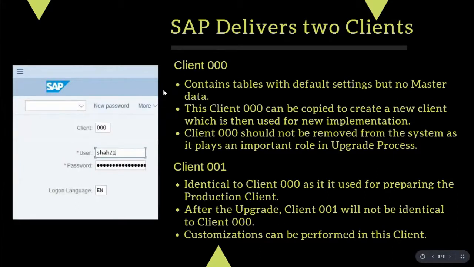Usually SAP delivers two types of client. One is client 000 and one is client 001. What is client 000? Client 000 contains tables with default settings but no master data inside it. This particular client can be copied to create a new client which will be used for a newer implementation project.